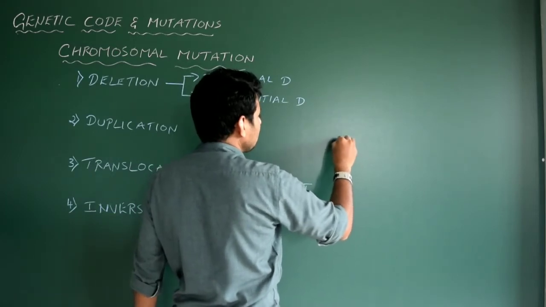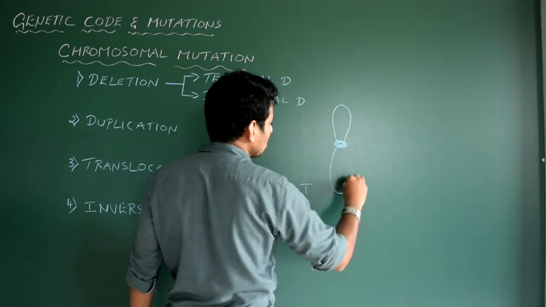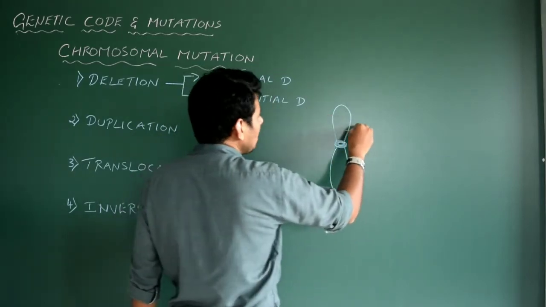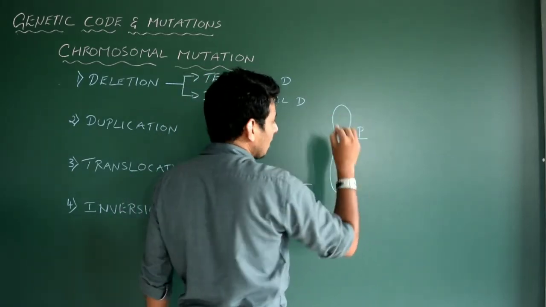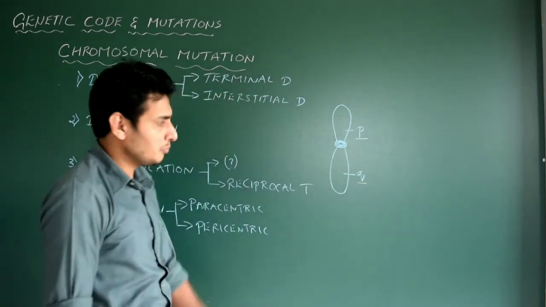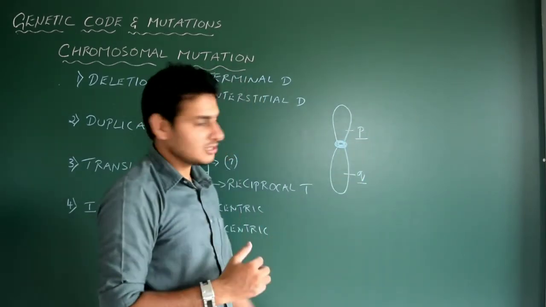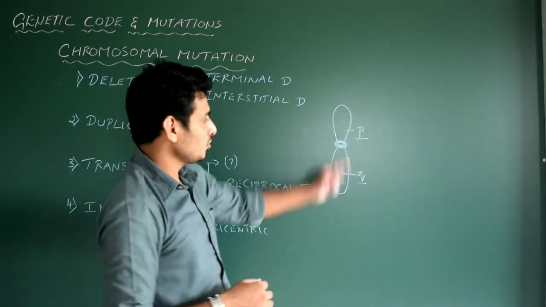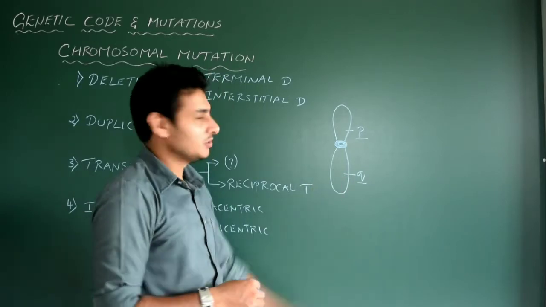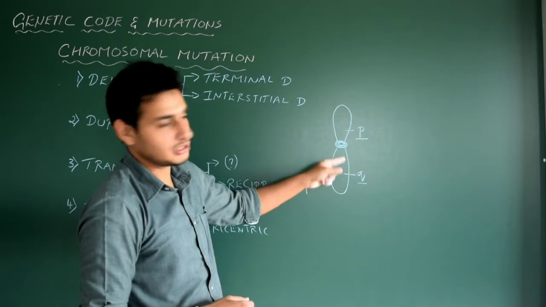This is the centromere, and let us assume that this is the short arm of the chromosome and this is the long arm of the chromosome. The short arm of the chromosome is called P arm and the long arm is called the Q arm. Got it? P and Q. Very easy actually, because in the alphabet P comes first, later Q. So P is small compared to Q. So small P, short arm. This is the long or large arm, that is Q.